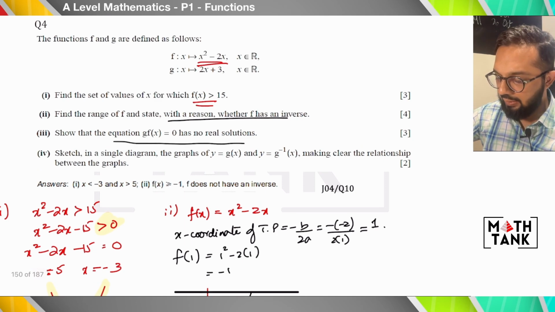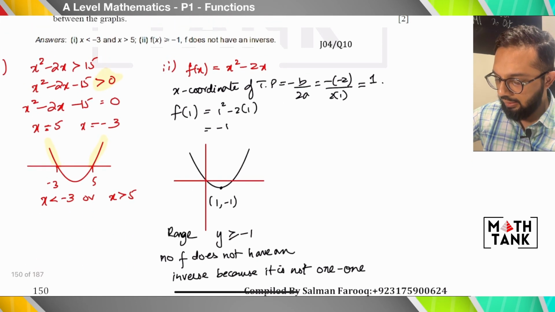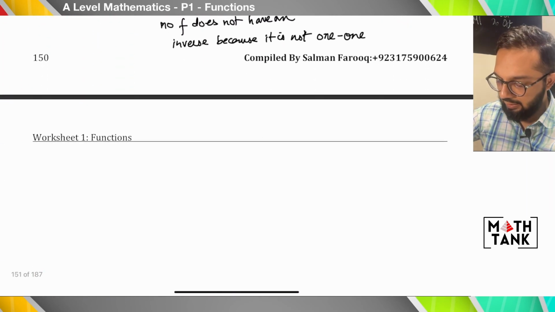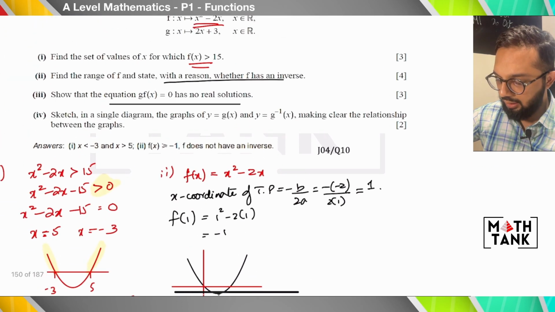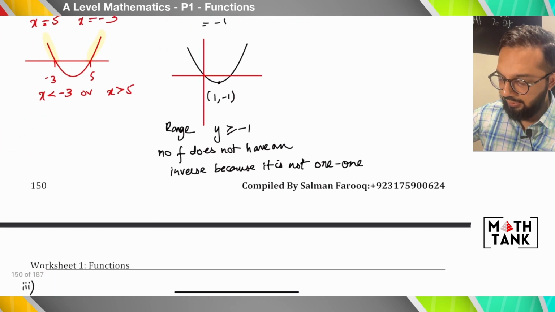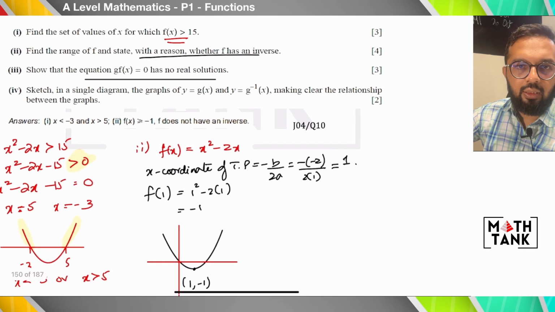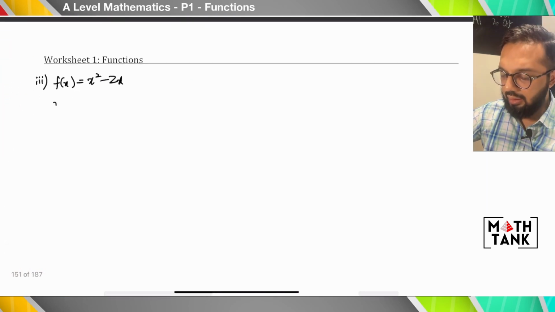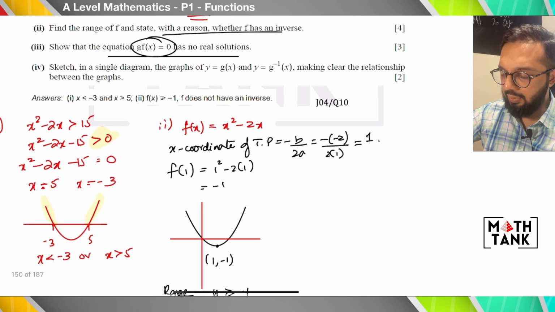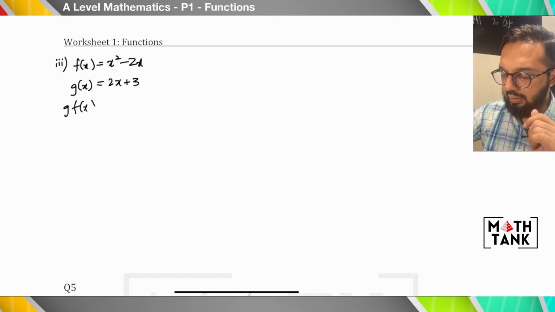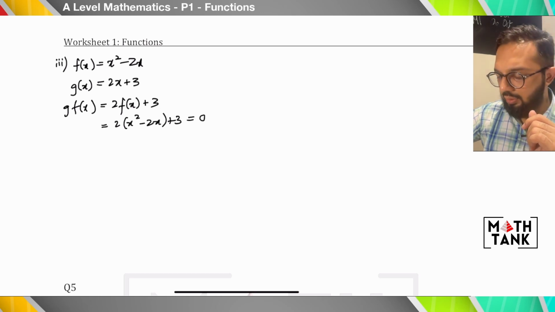Then it says show that the equation has no real solution. So I could show it in multiple ways. Let's first find out gf of x. Space is a constraint here. f of x is x squared minus 2x, and g of x is 2x plus 3. And I want to prove to you that gf of x equals 0. So gf of x is 2 times f of x plus 3 equals 0. So 2x squared minus 4x plus 3 equals 0.